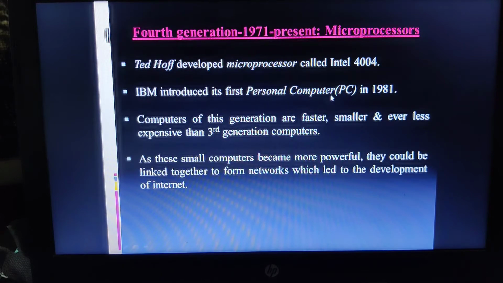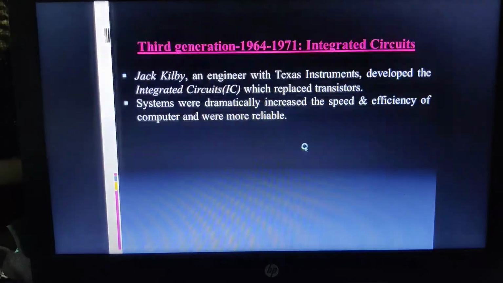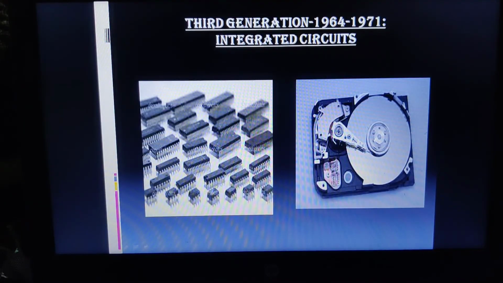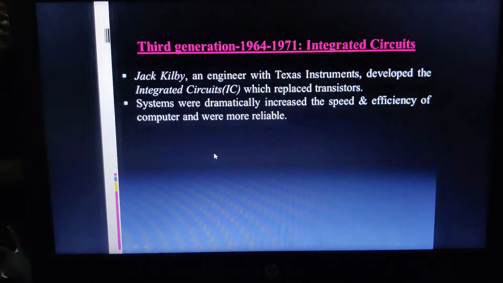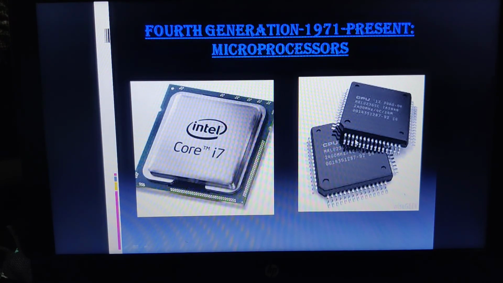The features were: thousands of ICs were built on a single silicon chip. So what are ICs? These are the ICs. Thousands of ICs were clubbed together and built using a single silicon chip. That means whatever capacity the thousands of ICs had, the same capacity is clubbed together and placed on a single silicon chip known as the microprocessor.